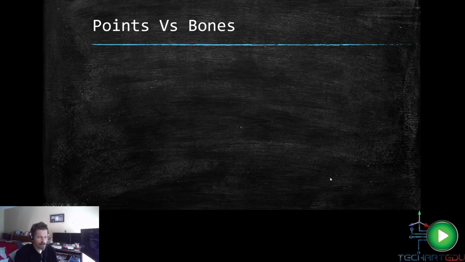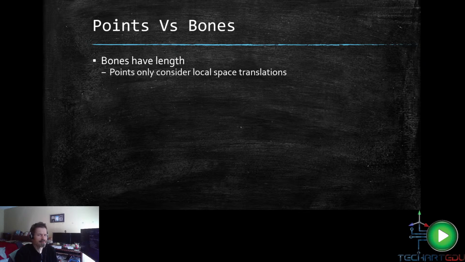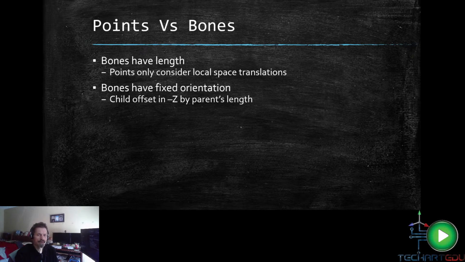Okay, so what about this whole points versus bones business? Bones were problematic because bones have length, and bones will only consider the local space translations. So that was a limitation. Now we can take advantage of the translations, the rotations, and the scales. Bones have fixed length orientation. That means the offset is set by the parent's z length, and you can't really change it. Well, that's all changed. You can change that now. All joints can be changed in scale. Bones don't scale. Squashing and stretching dynamically was a bit of a challenge in the old paradigm. In the new paradigm, that is much different.